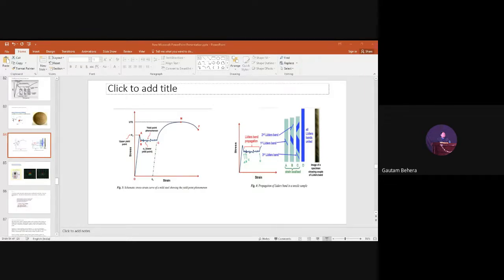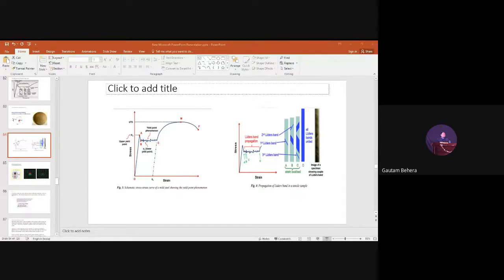Yield initially initiates locally in a region, which then hardens. Further deformation therefore occurs in the softer material ahead of it. The yield region then propagates across the sample. The boundary between the deformed and undeformed part is the Luder band, right? So this is the thing.